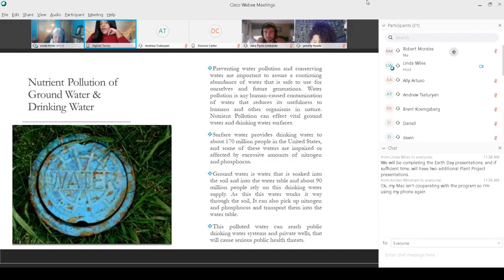So surface water provides drinking water to about 170 million people in the United States. And some of these waters are impaired or affected by excessive amounts of nitrogen and phosphorus. Groundwater is water that is soaked into the soil and into the water table. About 90 million people rely on this as a drinking water source. And this water works its way through the soil, and it can also pick up nitrogen and phosphorus and transport them into the water table. So this polluted water can reach public drinking water systems and private wells that will cause serious public health threats.